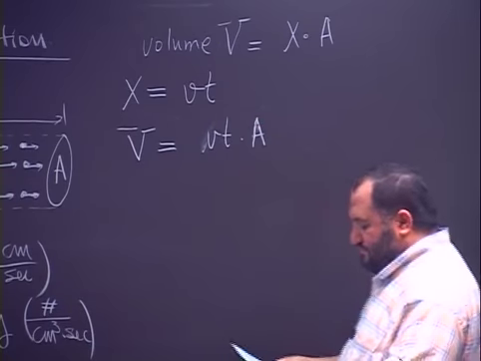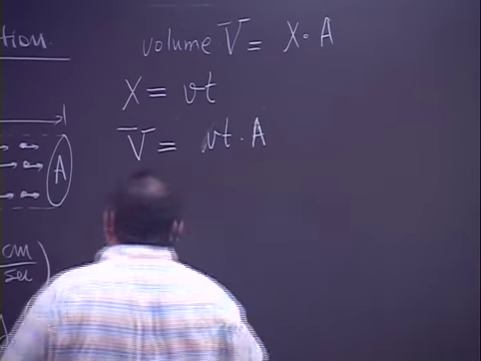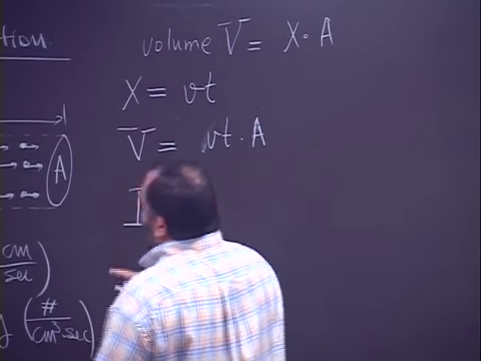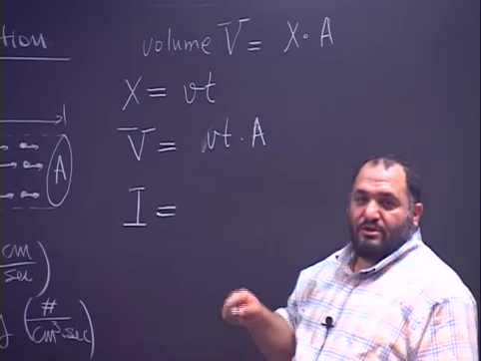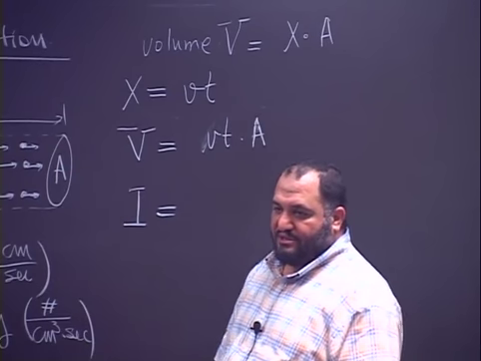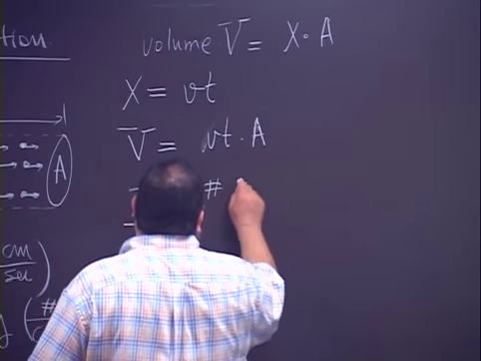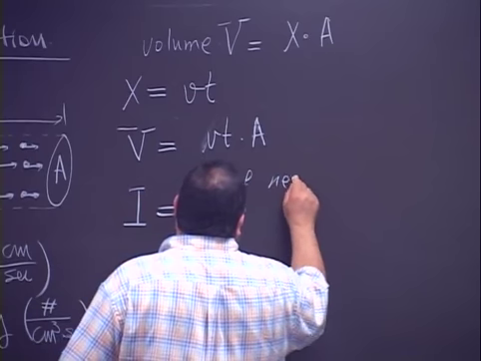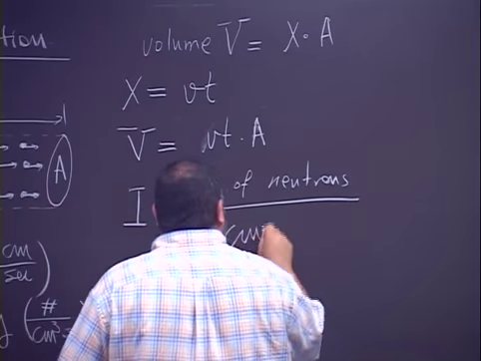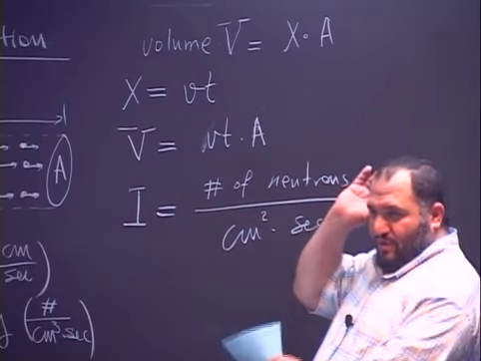Now, how will we get the intensity? The intensity is nothing more than the total number of neutrons passing by the unit area per second. This is the definition of intensity. Intensity means the number of neutrons per centimeter square per second. Okay, so let's see how we will calculate this one.